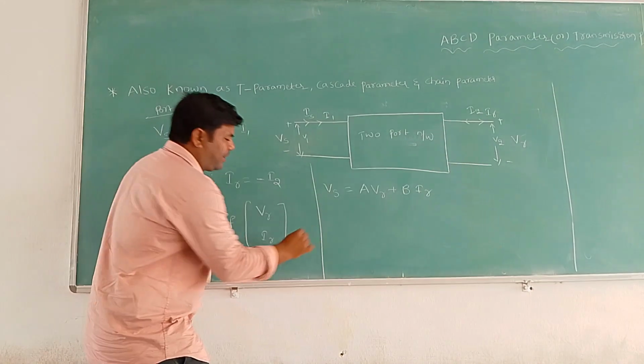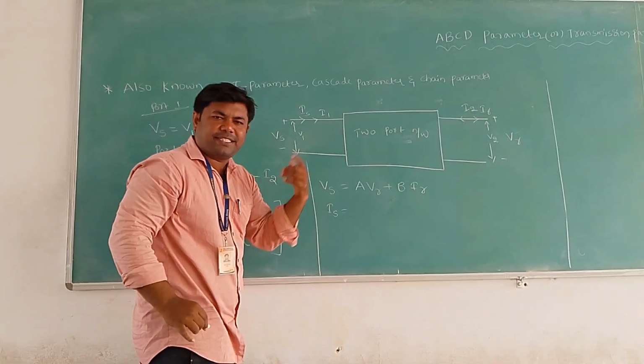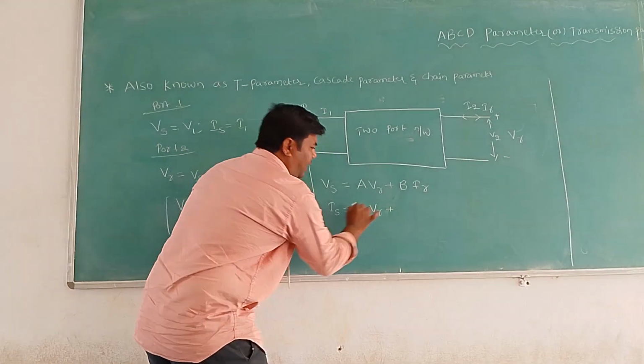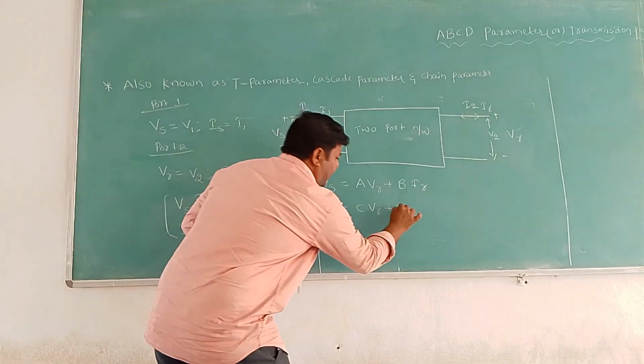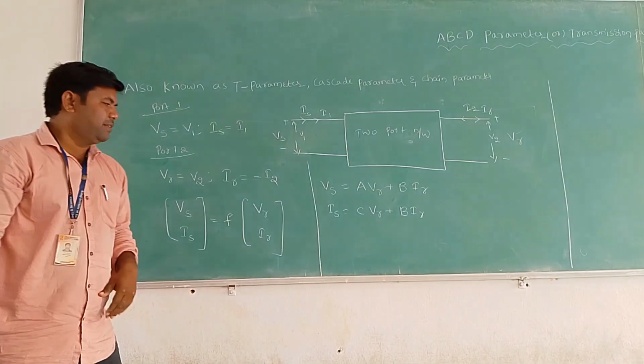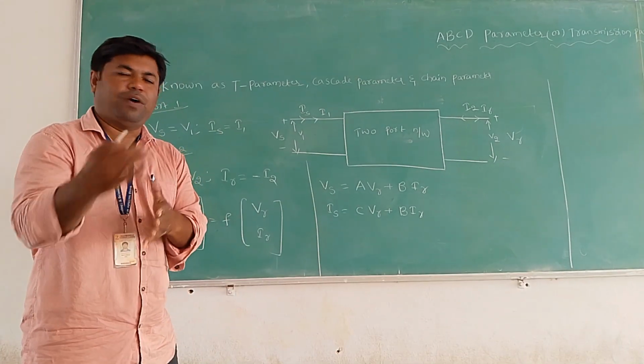Okay, same way, current Is is equal. So two parameters are completed. Next, the third one is the C parameter: C into VR plus D into IR. So this is the function, the voltage into some current function. We can write it in matrix form.